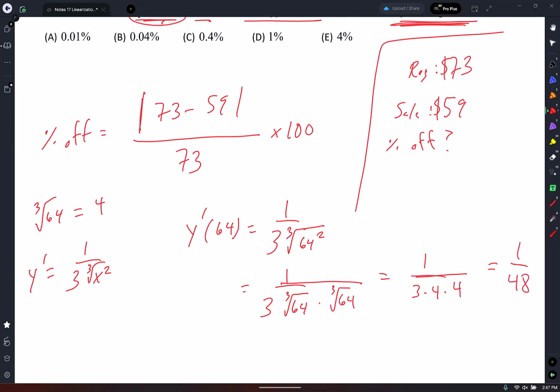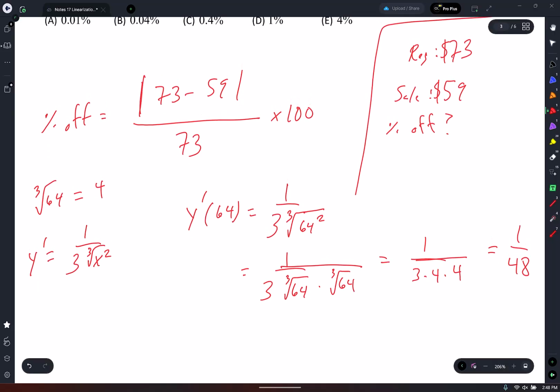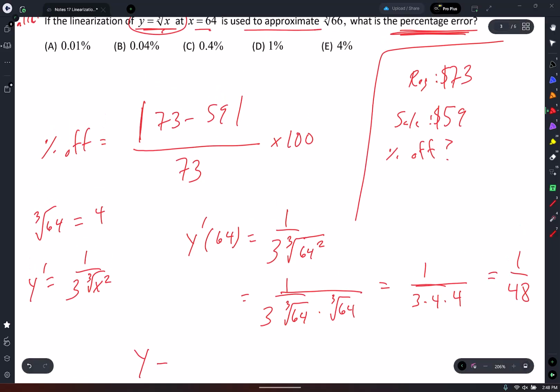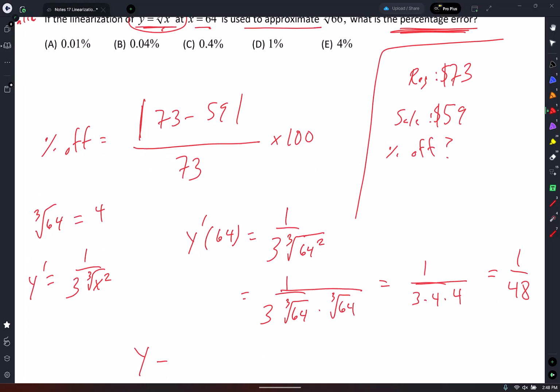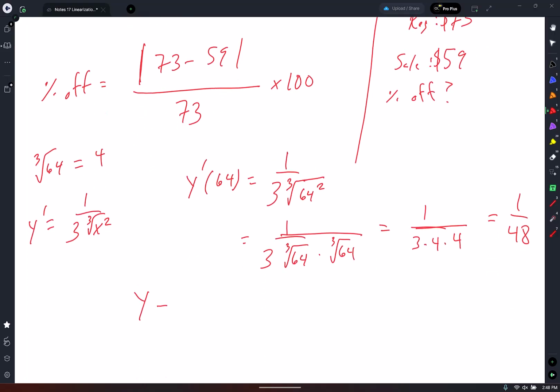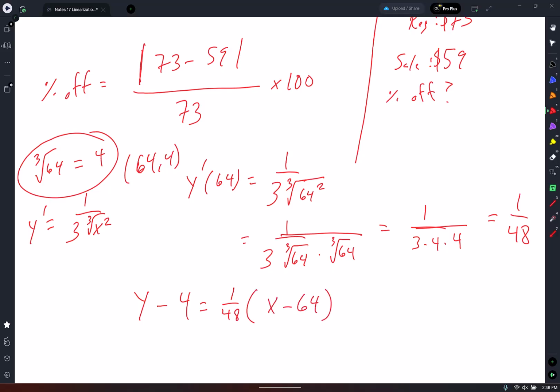But I make mistakes all the time, so let me know. 16, 32, 48. Yeah, we're good. So there it is. y minus, where's my point? Yeah, here's my point, I just didn't write it technically. 64 comma 4. y minus 4 equals 1 over 48, parenthesis, x minus 64, close. Are we still okay? All right. Distribute.